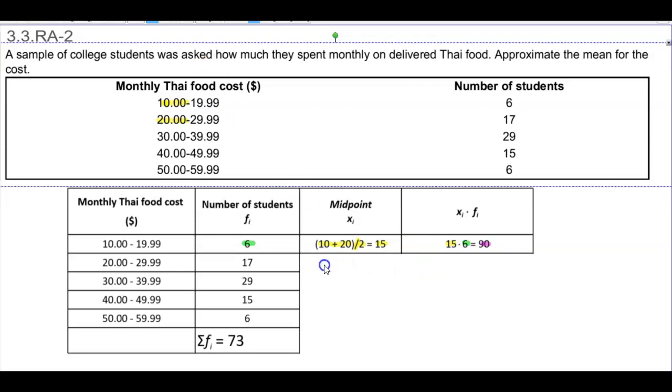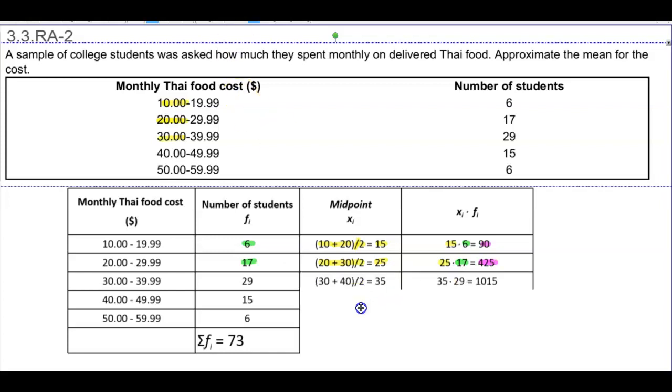Now we go to the next row and look at the next 2 classes, 20 and 30. We take 20, add 30, and divide by 2, which gives us 25. So 25 represents the midpoint. Then we multiply it by the frequency of 17, so 25 times 17 gives us 425.